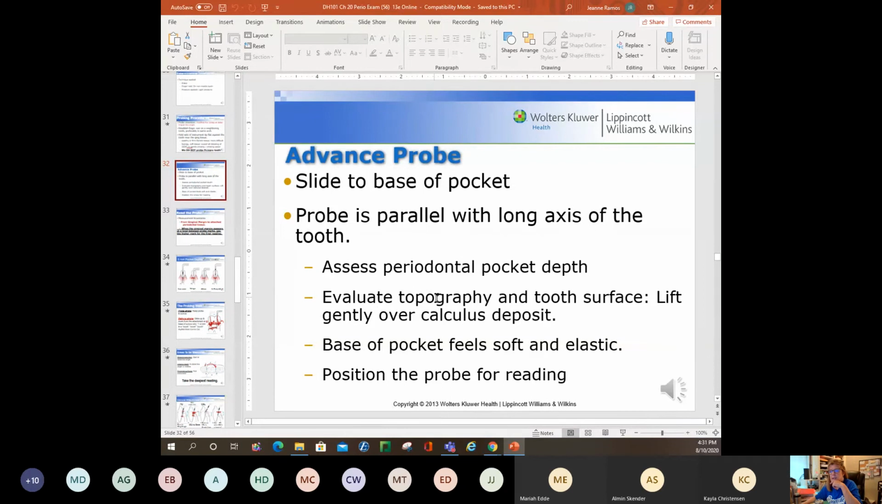So you assess a periodontal pocket depth by having the long axis of the probe parallel to the tooth. You evaluate the topography, which is the surface, and lift gently over the calculus deposit. You are going to feel the base of the pocket feels soft and elastic, and you're going to position that for reading.